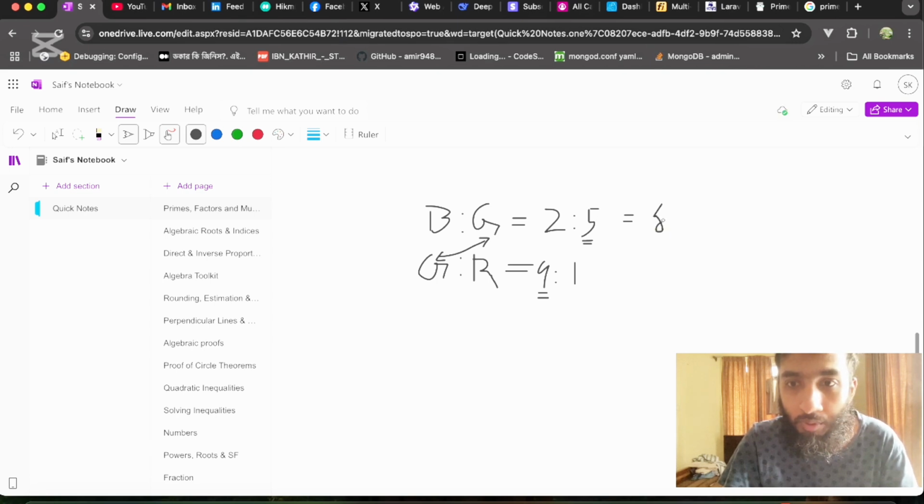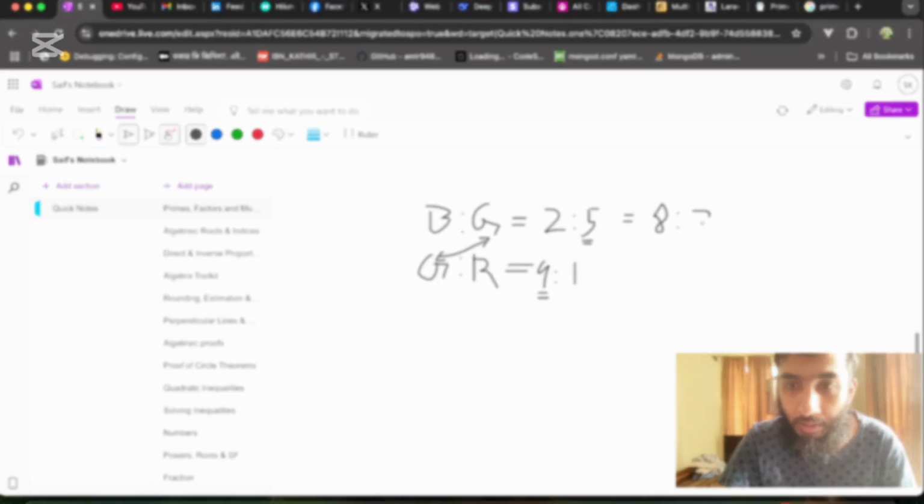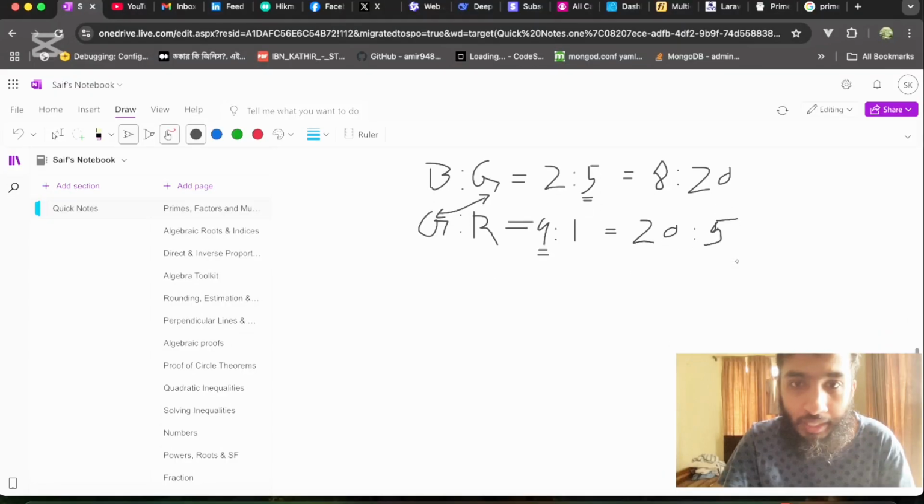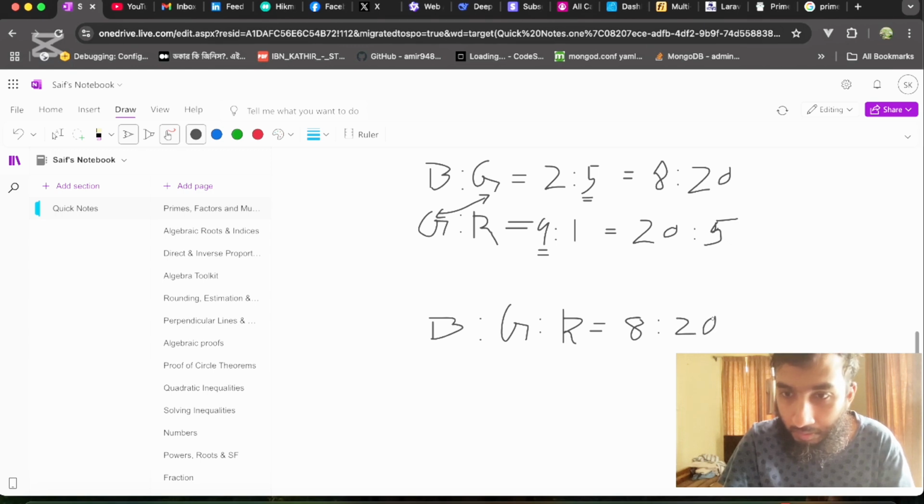2 multiplied by 4 is 8, is to 20. 4 multiplied by 5 is 20, is to 5. So the total ratio of blue, green and red is 8 is to 20 is to 5.